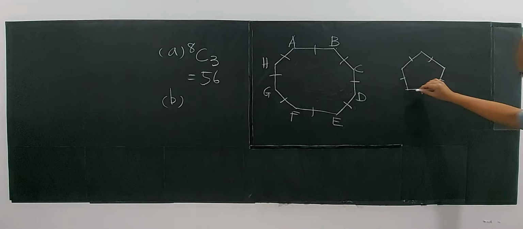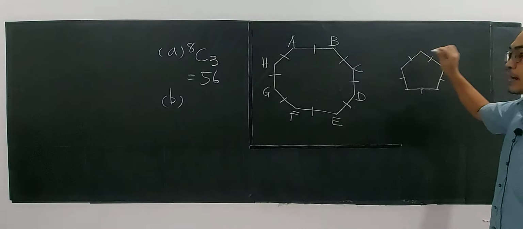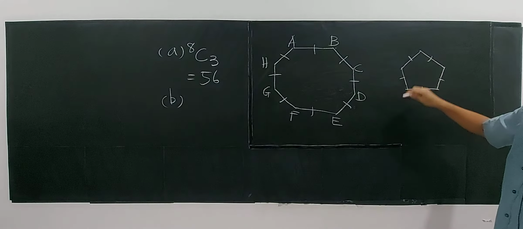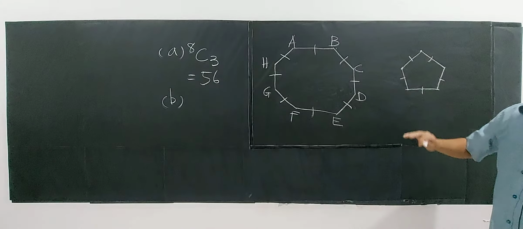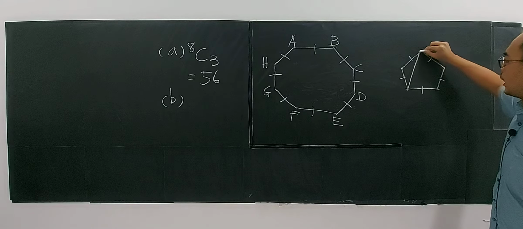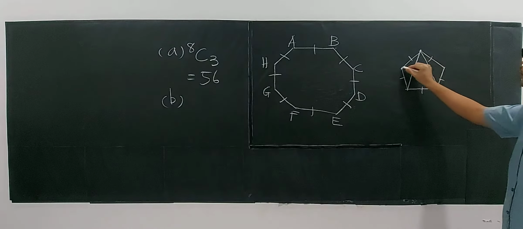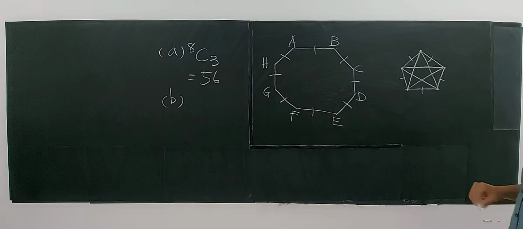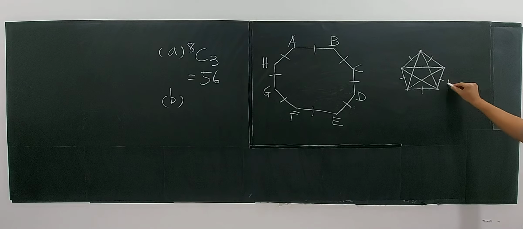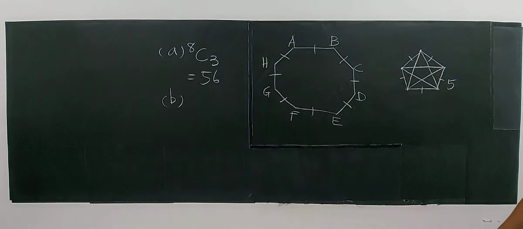A diagonal is a line joining vertices to vertices, but it must exclude the sides. This side and this point can form a line, but this line is not a diagonal. This is a diagonal. 1, 2, 3, 4, 5. Any more? You have 5 diagonals. So a pentagon has 5 diagonals.